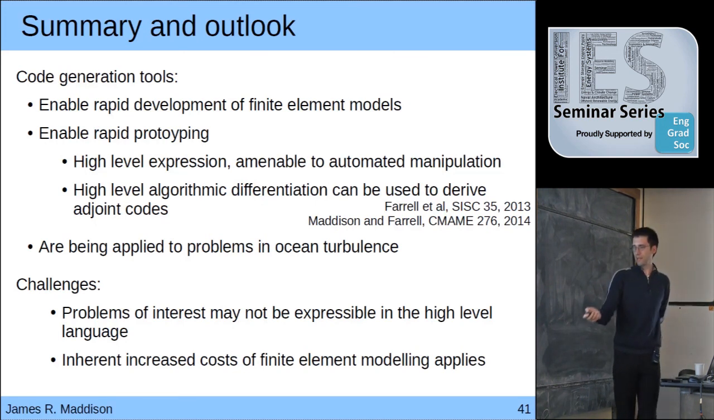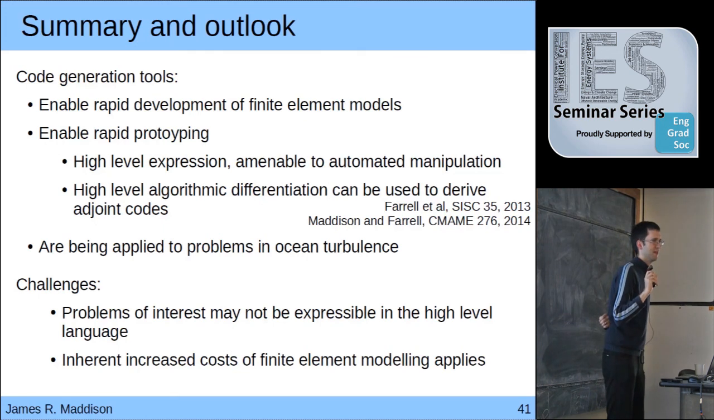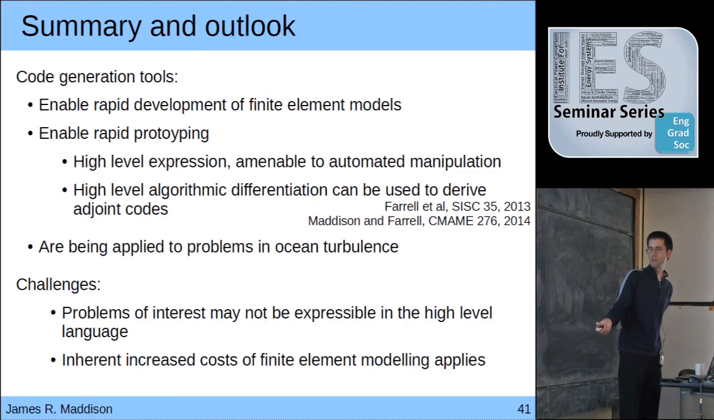So these tools are still being used to write finite element models, and I mentioned right at the start that they tend to be slower than finite difference codes. So the challenges associated with decreased costs on unstructured grids, they're still there, so you still have to be careful. And you also have to be careful because there are problems that you can write down that you're interested in that cannot be written down in a high-level representation.